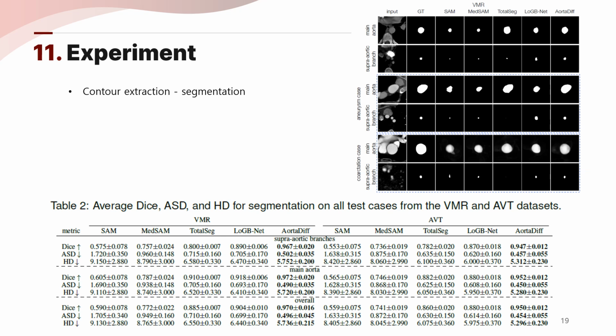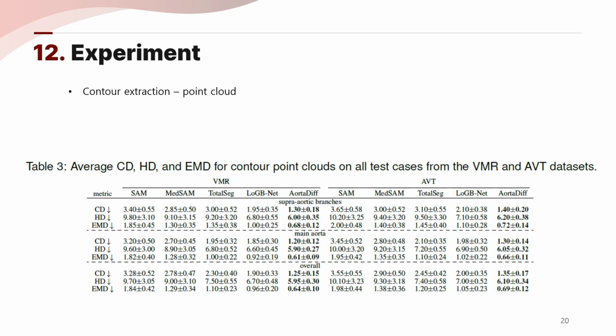Here are the segmentation metrics for contour extraction. AortaDiff achieves the best score overall. The visualization compares the differences between the ground truth and each baseline method. Next, they evaluate contour extraction and the resulting contour point cloud compared to other segmentation-based baselines. Their method achieves consistently lower errors, indicating more accurate and stable contour reconstruction.